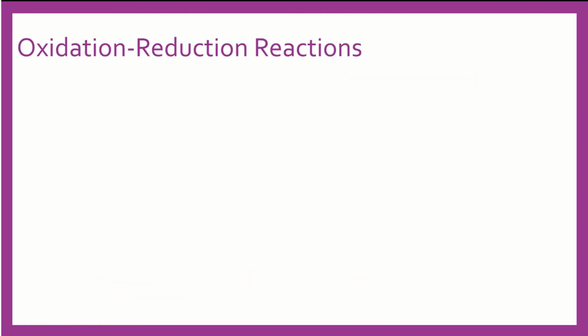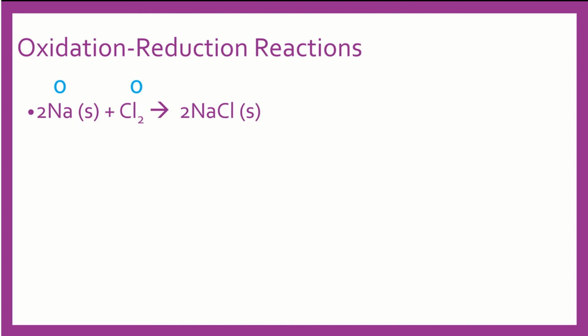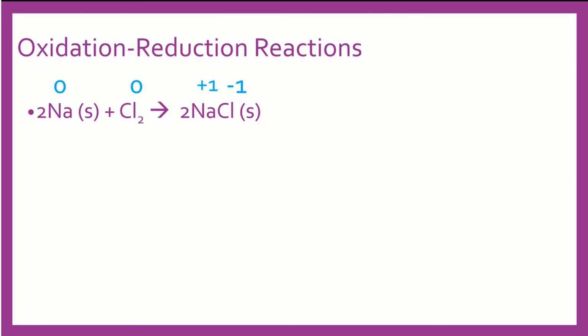Hey, now that we're good with our oxidation states, let's try some basic redox reactions. Sodium reacts with chlorine to form sodium chloride. Well, element by himself, 0. Element by himself, 0. Move over to the right. Sodium has a positive 1. Chloride has a -1. Who was oxidized? Who was reduced? Well, sodium lost an electron.